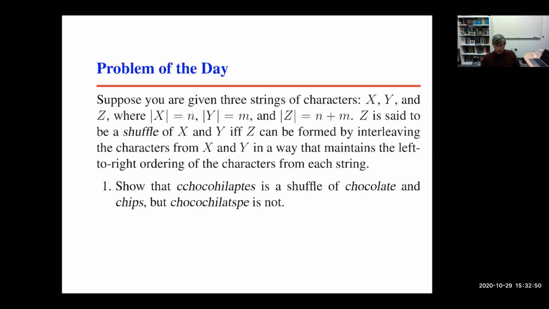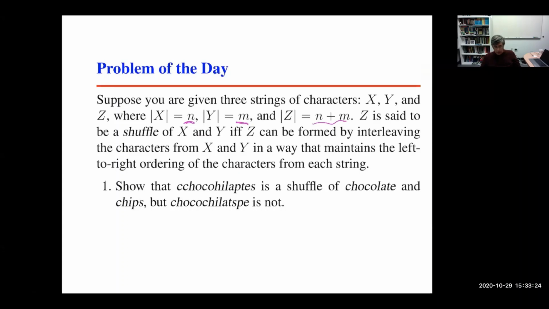We are given three strings of characters. There is a string X that is n characters long, a string Y that is m characters long, and a string Z that is n plus m characters long. We will claim that Z is a shuffle of X and Y if Z can be formed by interleaving the characters, such that there is a left to right ordering of the two strings' characters.